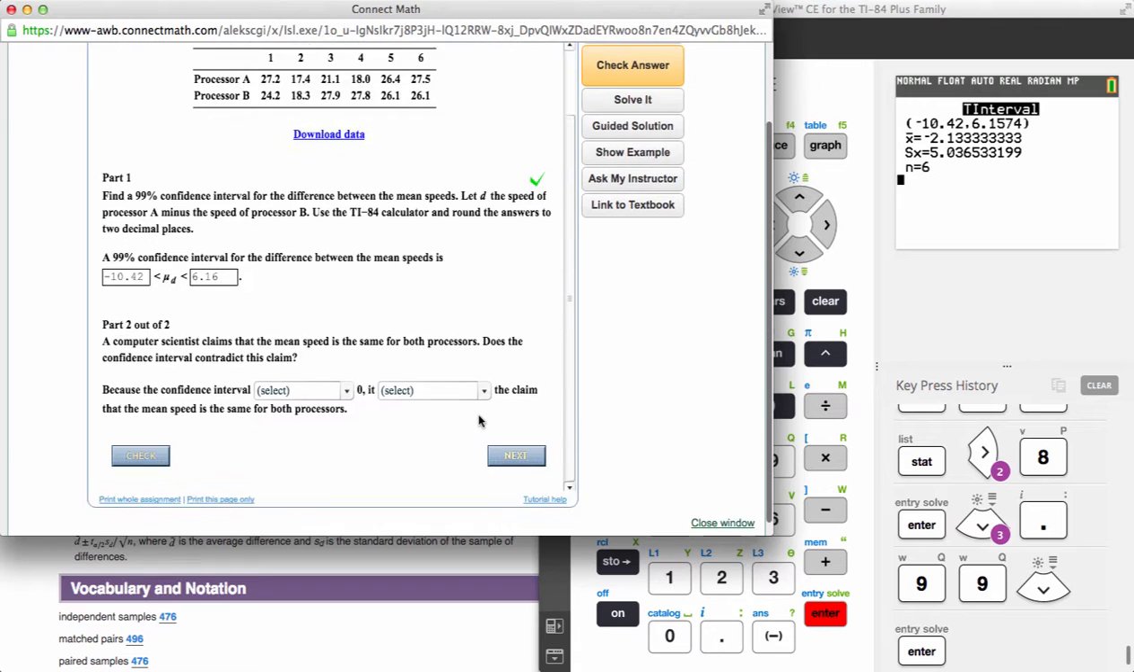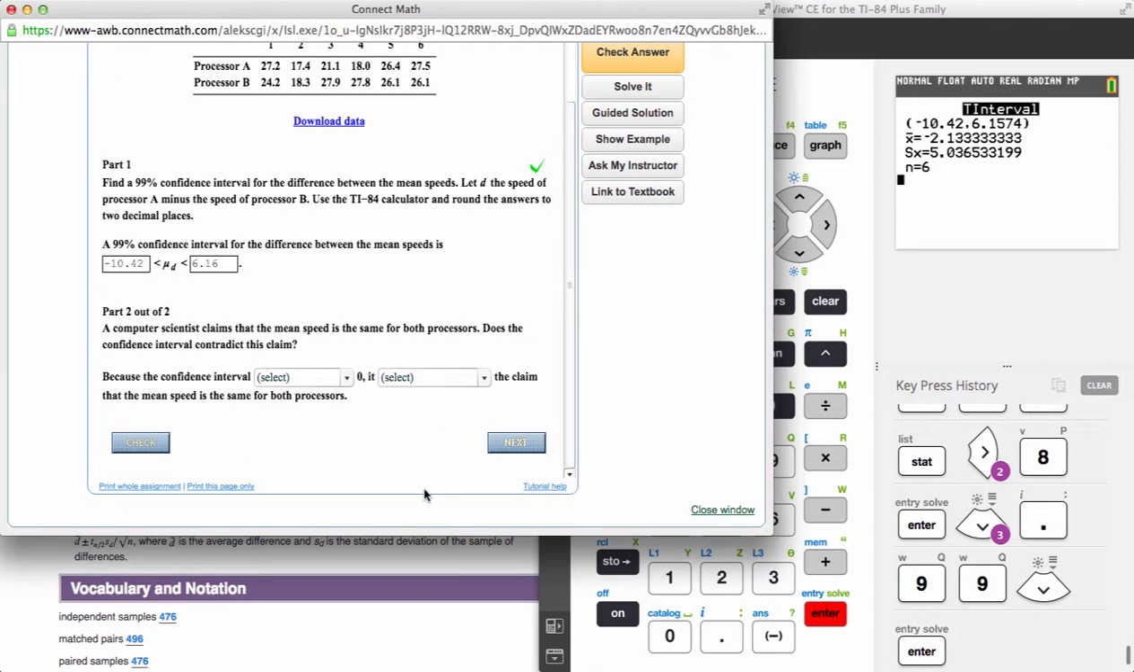A computer scientist claims that the mean speed is the same for both processors. Does the confidence interval contradict this claim? This interval contains the value 0, and if the speed of the processors were the same, then when we subtract them, that result would be 0.